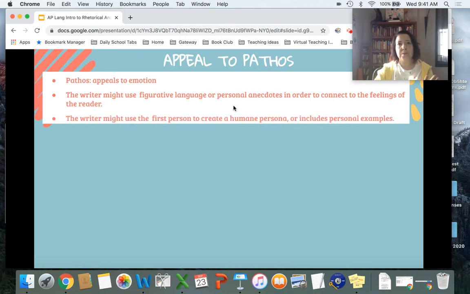The writer might use the first person also to create a humane persona or include personal examples from their life, which I think Gladwell does sprinkle in quite a bit. So you connect with him as a writer, and you feel what he feels. I feel like Machado does that, and so you feel what she feels, and think about how that then helps you buy into her argument. This is the woman who writes about working in the luxury mall. For those of you who didn't pick that essay, she talks about herself in the first person. She includes these personal examples from her own life, including why she was working at the mall.